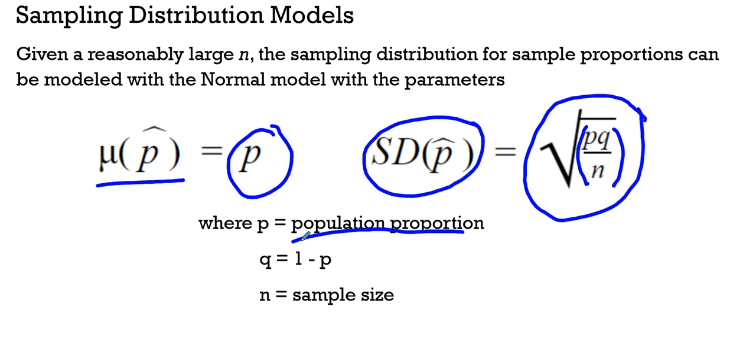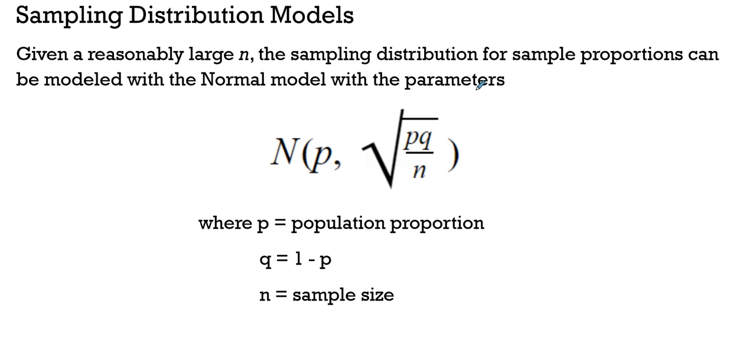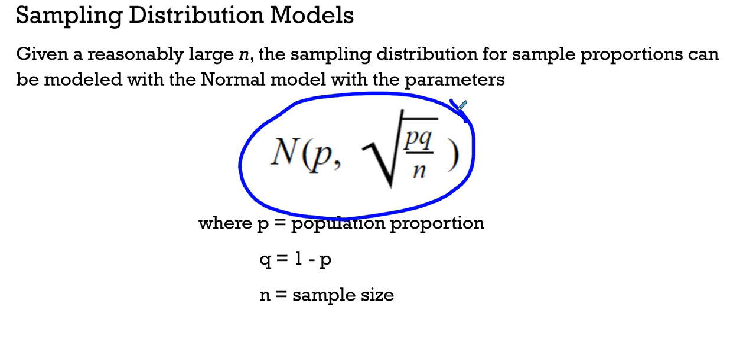All right. So when we have a large enough n, we get to model our sampling distribution for the sample proportions with the normal model, and it would look like this. So whatever our population proportion is, that's our mean, and our standard deviation is built from that, which is the square root of p times q divided by n. Right?